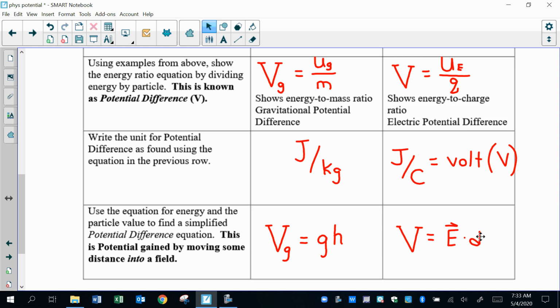Do I go with or against the field? If I go with the field, it's one. If I go against the field, it's something else, positives versus negatives. So this is electric potential difference. A lot of times we just call it the potential, or the potential difference, or the electric potential. Basically any combination you want. Just make sure you don't say the word energy, because that would be incorrect.